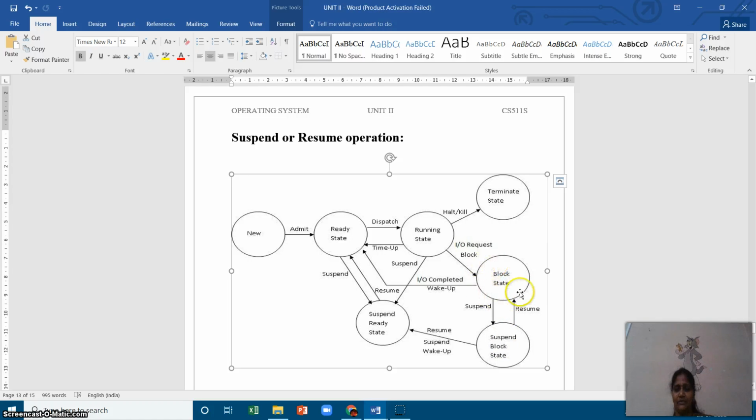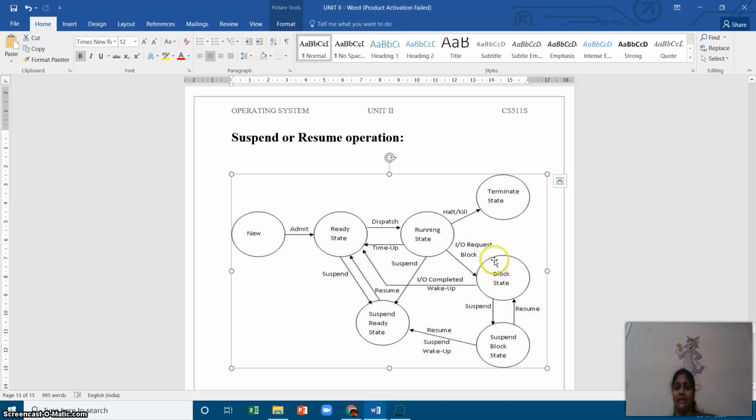For example, if I am going to read some 100 records, and I am reading the last 100th record, at that time, if I perform a suspend operation, it has read all the 100 records, but I have suspended it. It will be coming to your suspended block state. After resuming it, it is not necessary to go to block state because it has read all the 100 records. So directly it will be going to your suspended ready state, and then it will be moving to your ready state.